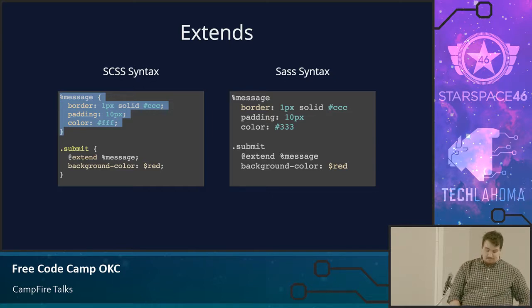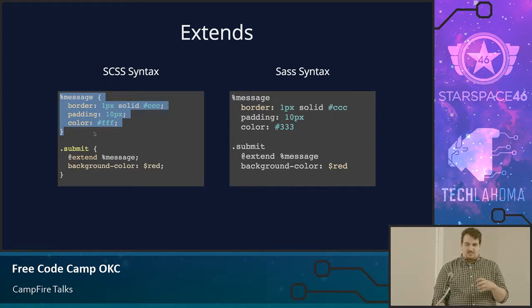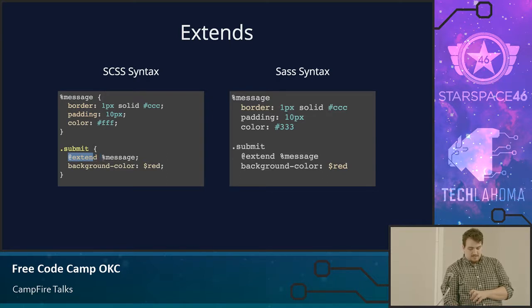And then under there, we have this .submit. Say this message is supposed to apply to a bunch of different things, but not necessarily the exact same thing every single time. We use the @extend, and then message, and it'll actually compile and add this into our class. It's the same syntax for Sass, just without the curly brackets.